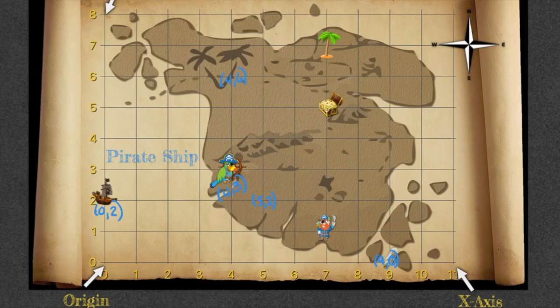So we're going to start where he is at 4, 3, and he's going to travel 1, 2 blocks north and 1, 2, 3 blocks east. And that will bring our parrot 1, 2 blocks north, 1, 2, 3 blocks east to our treasure, which can be found at an x coordinate of 7 and a y coordinate of 5.